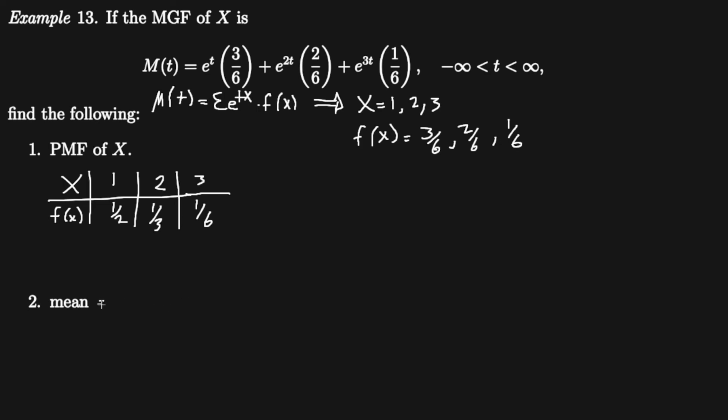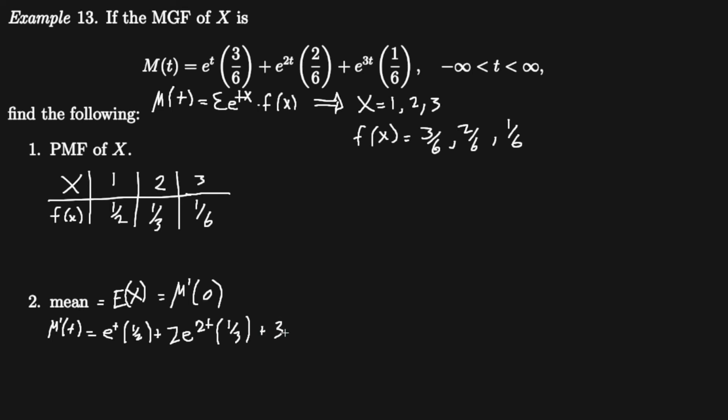Now we can move on to the mean. The mean is the expected value of x, which is mu prime, where we have to take the derivative. The first derivative is e to the power of t times 1/2 plus 2 times e to the power of 2t times 1/3 plus 3e to the 3t times 1/6.